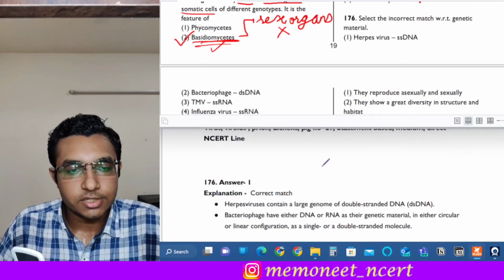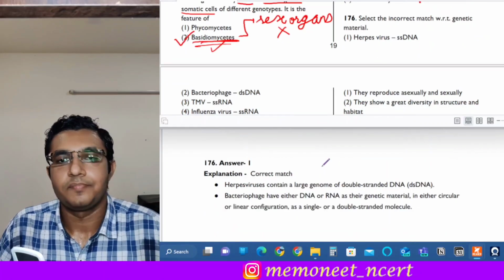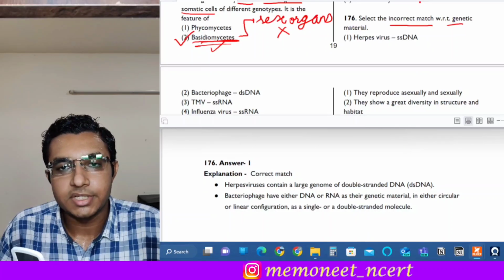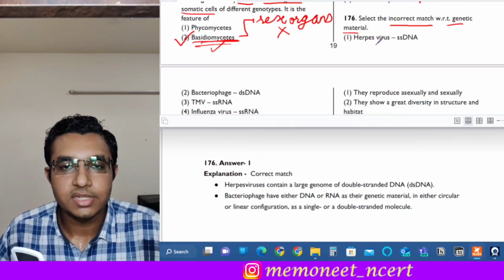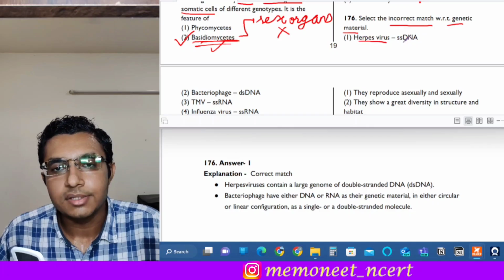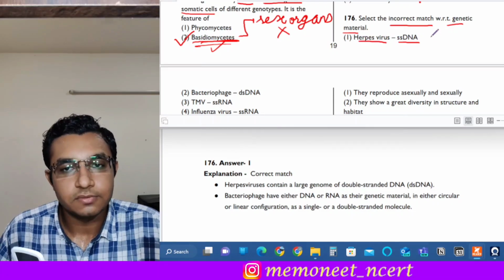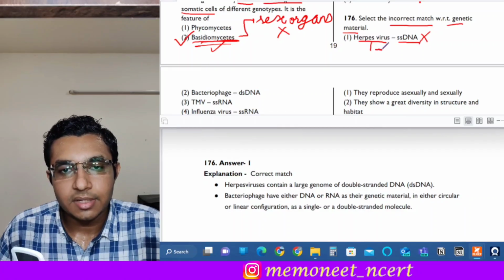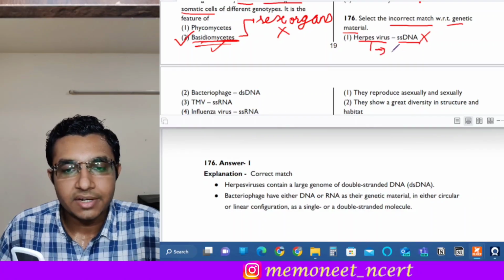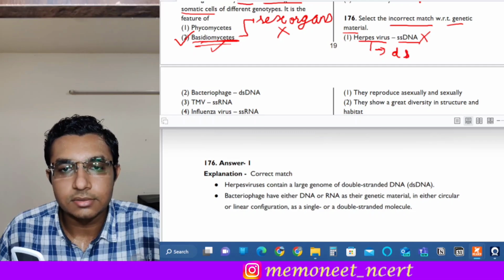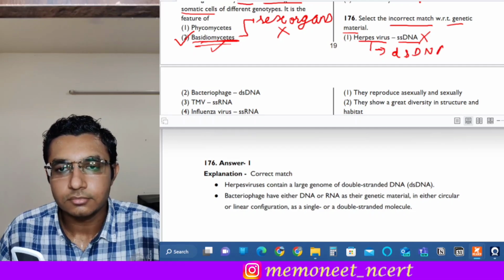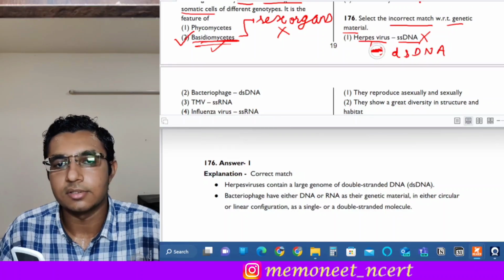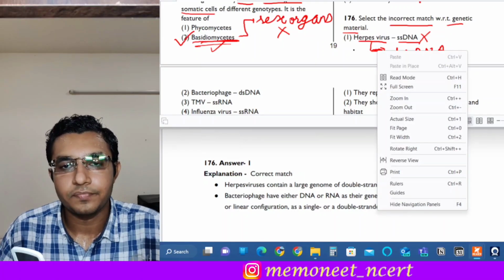Moving on to the next question, question number 176. Here we have to select the incorrect match with respect to the genetic material. The first is herpes virus, single stranded DNA. So this is incorrect. Why? Because in the herpes virus, the genetic material that is found is double stranded DNA. So dsDNA, the double stranded DNA, is the genetic material found in the herpes virus. So this is incorrect.